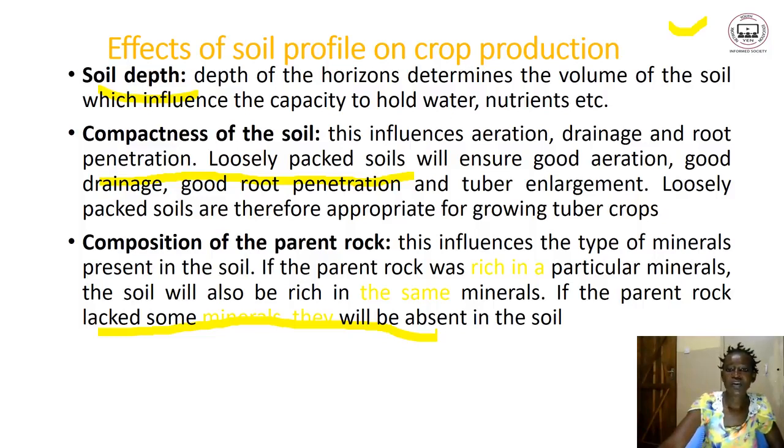The depth of the horizons, or the depth of the layers, most of the times will determine the volume of the soil, and this will influence the capacity of that layer to hold water as well as nutrients. Definitely, the deeper the soil, the more water that layer can hold, and the more nutrients that layer can have. Therefore, that in one way or another will affect crop production.